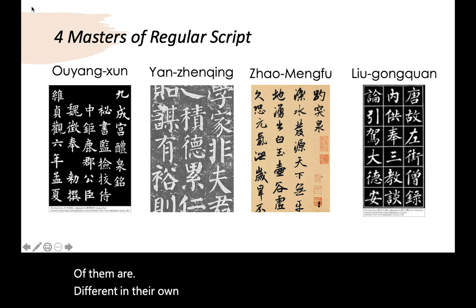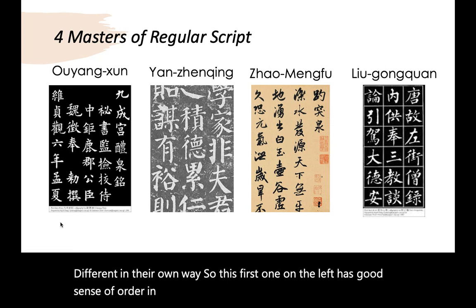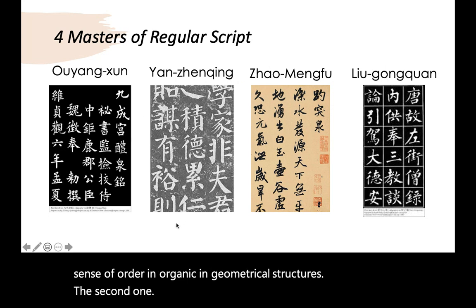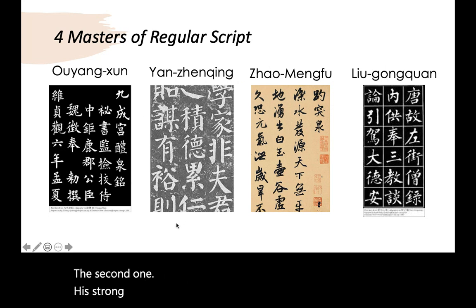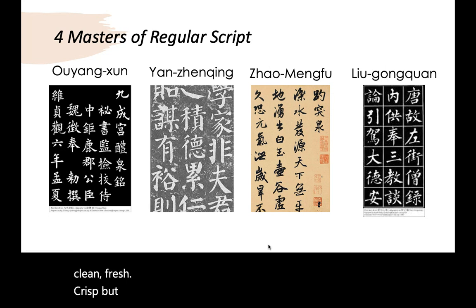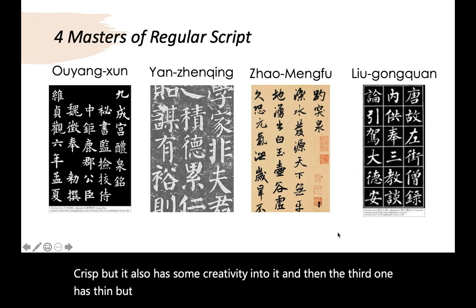The first one on the left has a good sense of order in organic and geometrical structures. The second one is strong and firm, and it has broad vertical lines. The third one is clean, fresh, crisp, but it also has some creativity in it. And then the fourth one has thin but strong strokes and characters.